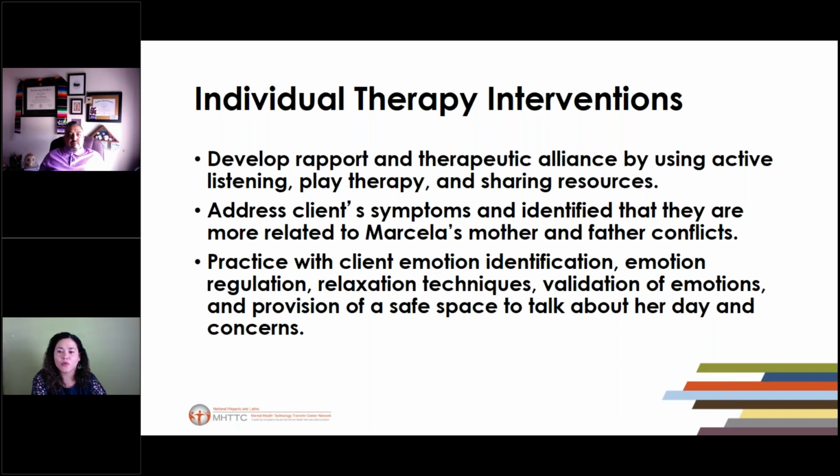We also work with emotion identification. It was difficult, and she was 6 years old. She was learning to identify different kinds of emotions, and usually I try to use different teddy bears or stuffed animals, or also puppets, so they can learn about different kinds of emotions inside therapy.